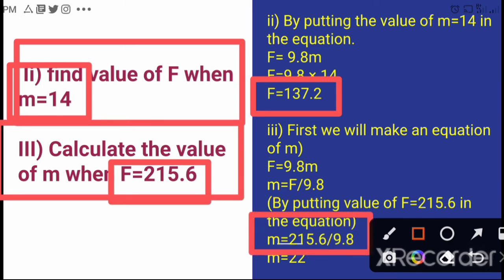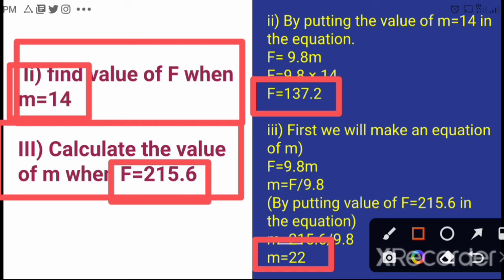M is equal to 215.6 upon 9.8. By dividing 215.6 by 9.8, we get the value of M, which is 22. This is the answer of this third part. Calculate the value of M when F is equal to 215.6: the answer will be M is equal to 22 kg, kilogram. Mass is equal to 22 kilogram.